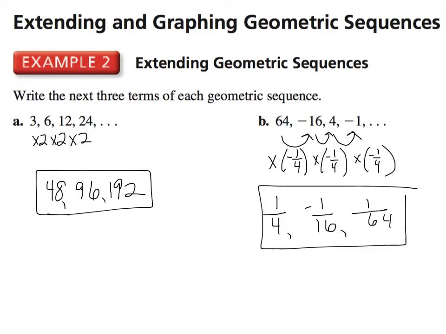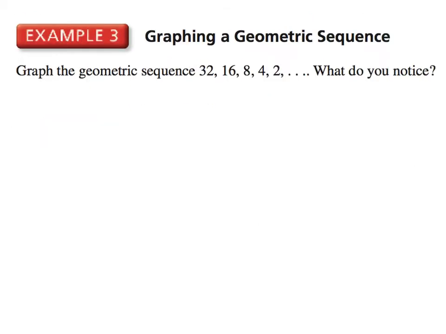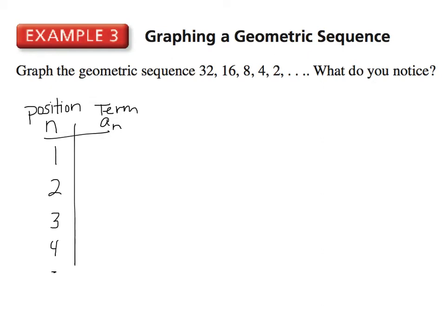So far, pretty easy. In example 3, we're going to graph the geometric sequence, and then I'm going to ask you what you notice. Now, when we actually make a table here, this is one thing that a lot of students forget. The first term is always the position of the term. So position, I'm just going to let n be the number of the position that we're talking about. And then the term, which is the number in your sequence, I'm going to let be a sub n. Now the position: the first term, the second term, the third term, the fourth term, the fifth term. Here they are.